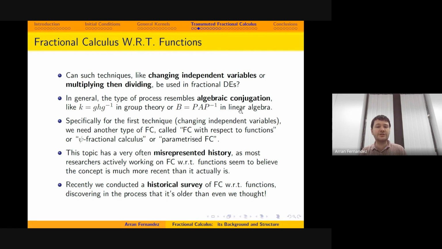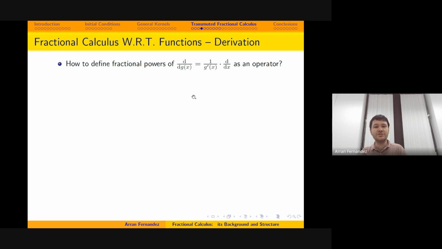And what we need to do this in fractional calculus is the so-called fractional calculus with respect to functions, which is also called psi-fractional calculus. Another topic with a misrepresented history. Many people think it started in 2017. Many people think it started in the 1970s. Actually it started in the 1830s, like many things. And we've got this historical survey. It's accepted, it's going to appear soon, that traces the history of this topic from the beginning up to the recent years. So basically, this is about fractional derivatives with respect to a function.